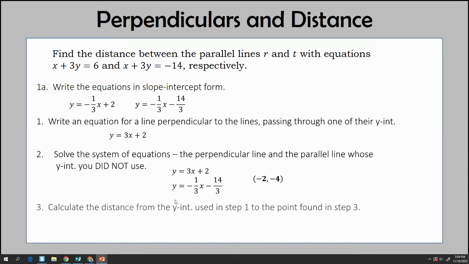All right. Once we've done that, now it's time to find the distance. Remember, the 2 points we're going to find the distance between are the y-intercept that they share, 0, 2, and the point that they intersect along the other pair here, which is at -2, -4. We'll plug that into the distance formula, calculate it, and we're going to get square root of 40, which is about 6.32.